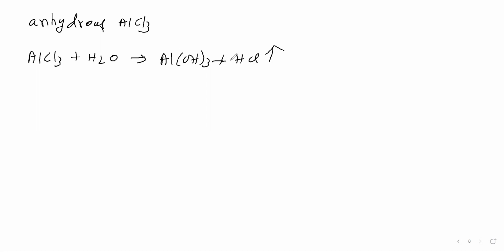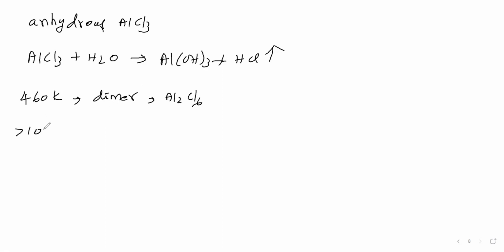Then, in what form does aluminum chloride exist? At 460 Kelvin, aluminum chloride exists in the form of a dimer. This dimer formula is Al2Cl6. At 460 Kelvin, aluminum chloride exists as a dimer, that is Al2Cl6.